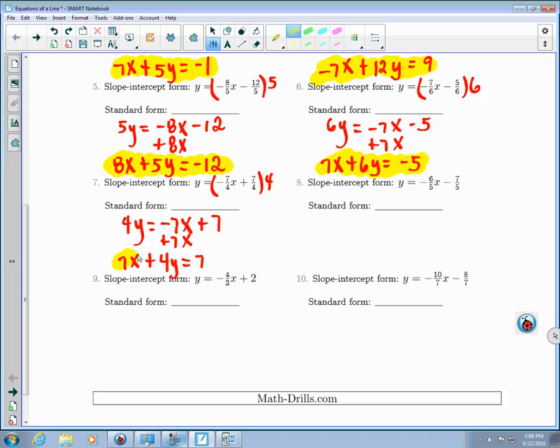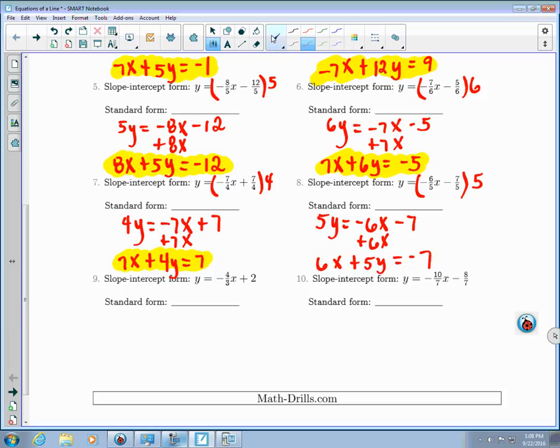Pretty easy, right? Again, the five on the video were a little more challenging. And they really weren't that hard. You just got to work a little harder. All right, so the next one we're going to multiply by 5. So 5 times y would be 5y. Negative 6x minus 7. And then I'm going to add 6x on both sides. So 6x plus 5y equals negative 7.